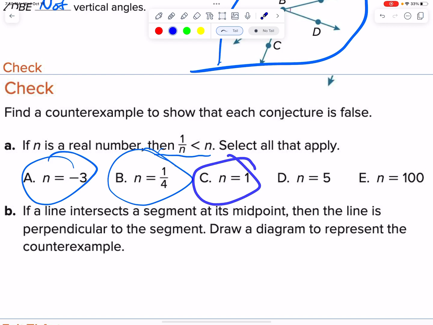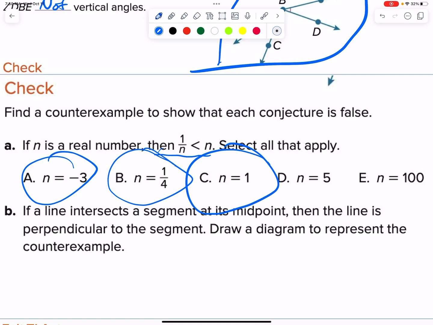Okay, again, another one here. We have 1. This one's going to work as well, because 1 over 1 is not less than 1, it's equal to 1. And that's not what it's asking. It's asking for a less than example. So this one is also a counterexample. Now, obviously, if we plug in 5, 1/5 is less than 5, 1/100th is less than 100. So positive numbers are going to satisfy that conjecture. We want ones that don't.